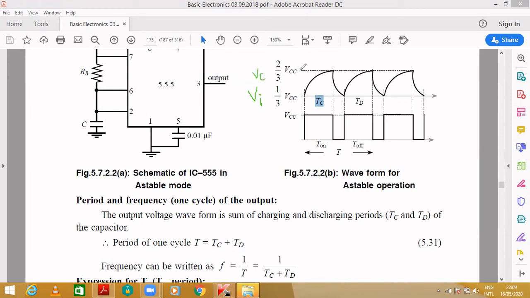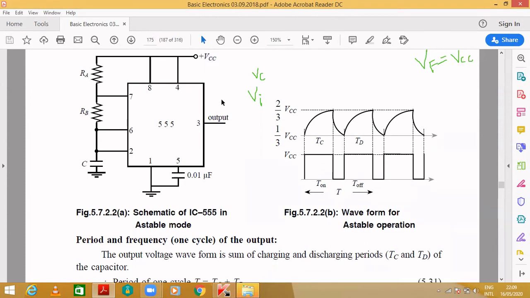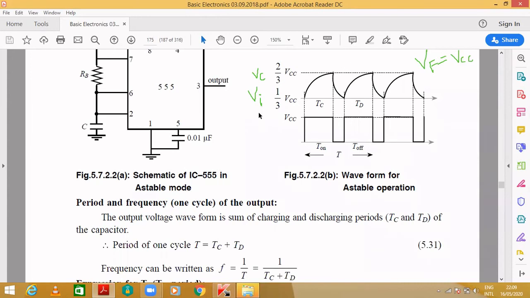What is the final value, the maximum value it can reach? It is VCC only, because whatever supply you are giving, it is VCC. So here you can observe in the figure that the maximum or final value it can reach is VCC. That's why VF is equal to VCC. Whereas your VI, the initial value for charging, will be 1 by 3 VCC, the final value will be VCC, and the charge on the capacitor will reach 2 by 3 VCC.